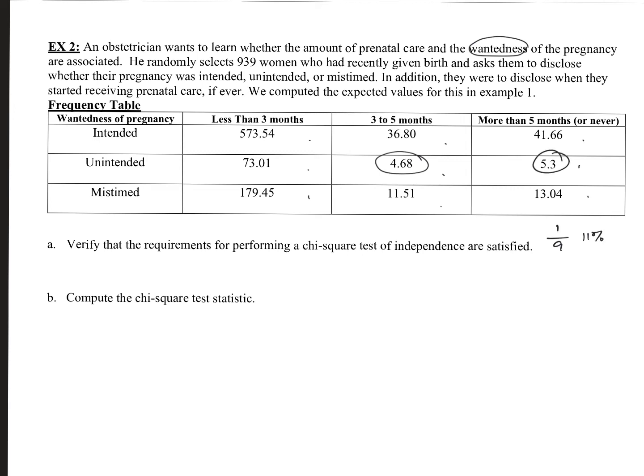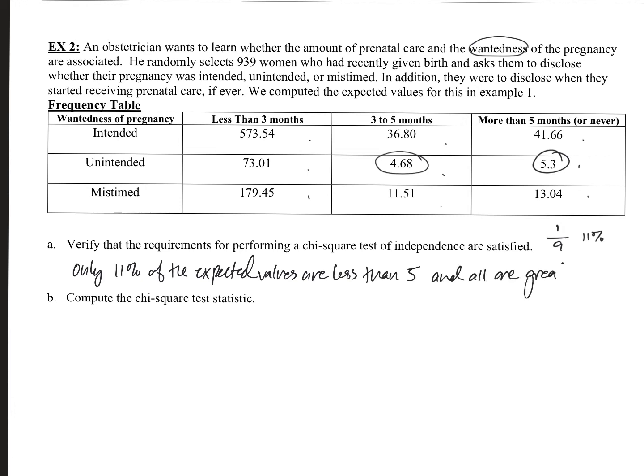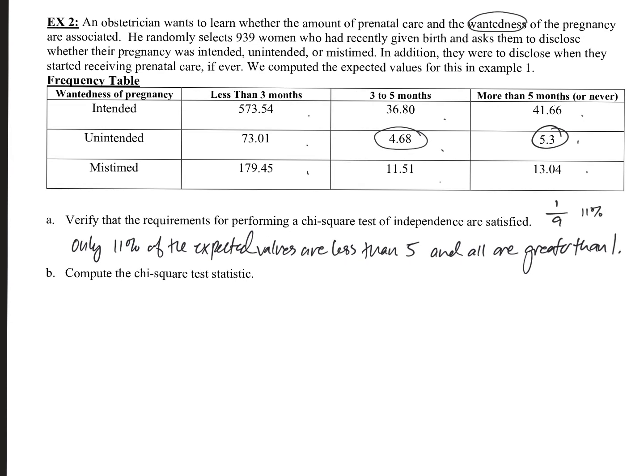5.3 is greater than 5. Okay, so we've checked. They're all greater than 1. So what's our sentence going to be? Well, only 11% of the expected values are less than 5, and all are greater than 1. So that's a good sentence. Make sure to indicate either that they're all greater than 5 if they are, and if any of them are less than 5, indicate what percent are less than 5, and then also state that the rest, or all of them, are greater than 1.